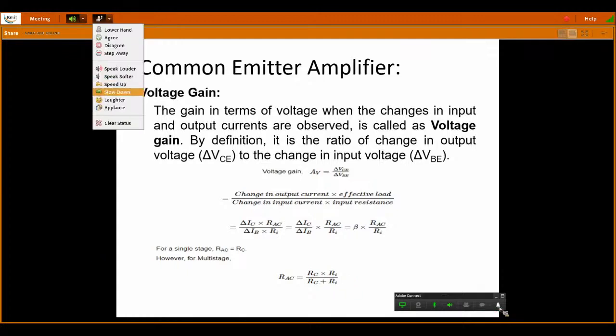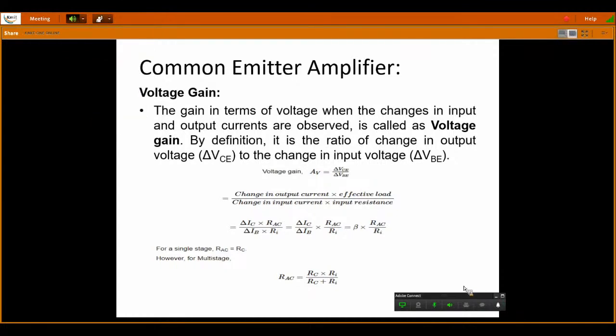Is it clear, everybody? Is it clear, Nana? Okay, right? So this is how to calculate the parameters in your amplifier.